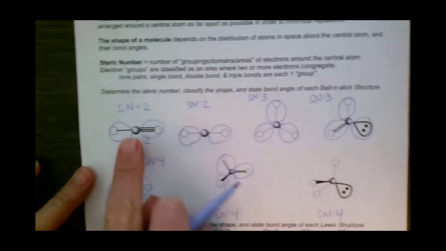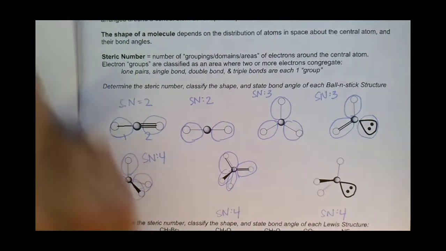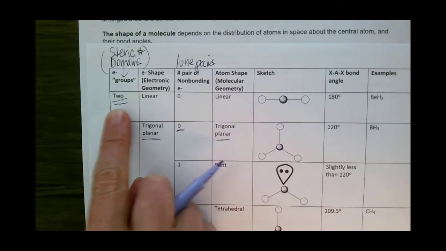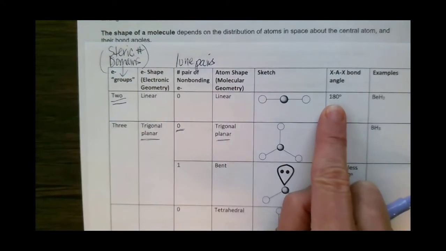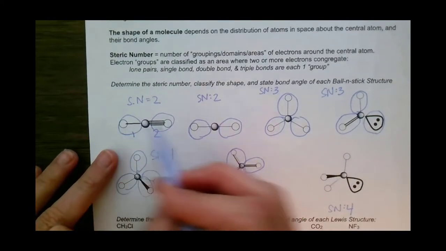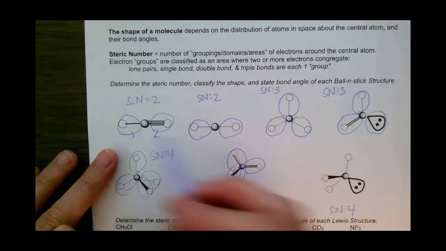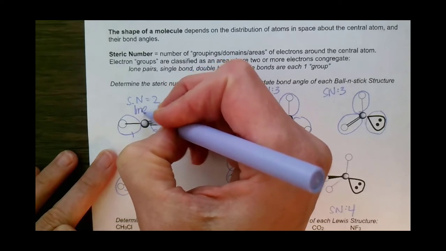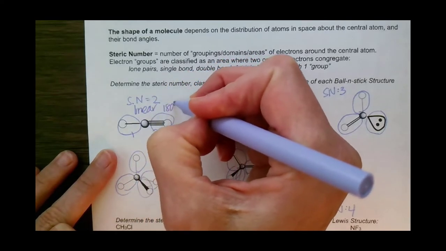Let's classify the shape. So, looking back at my little cheat sheet here, everything with a steric number of 2 is linear and 180 degrees. So, it doesn't matter that this is a triple bond and these are both single bonds. It's linear and 180 degrees.